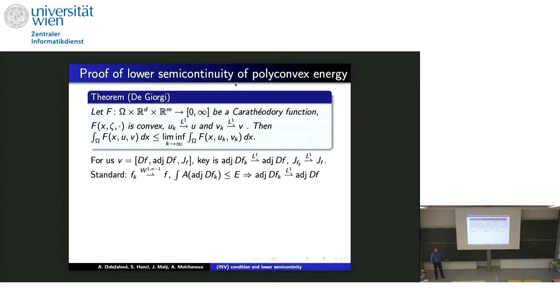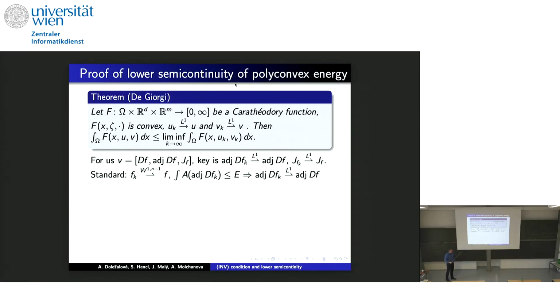I said that we can really do the lower semi-continuity of the energy, so I would like to point out a few brief points why it is the case. Of course, at the end, we will use the De Giorgi theorem, which we have seen the proof of yesterday. So we have some functional, we have variables, and of course the most important is the last one. In the last one, we assume that we have a weak convergence in L1, then we have lower semi-continuity, and we have, of course, convexity in the last variable.